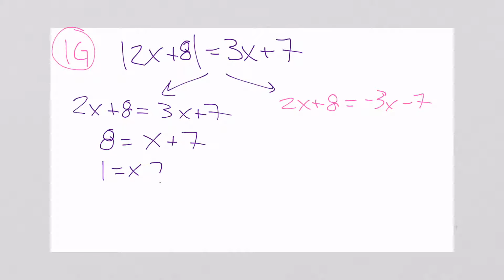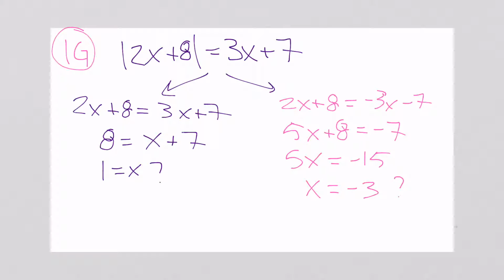Let's add 3x to both sides this time. So I will get 5x plus 8 equals minus 7. Now subtract 8 from both sides. 5x equals negative 7 minus 8, which is negative 15. Divide by 5, x equals negative 3 is maybe a solution.